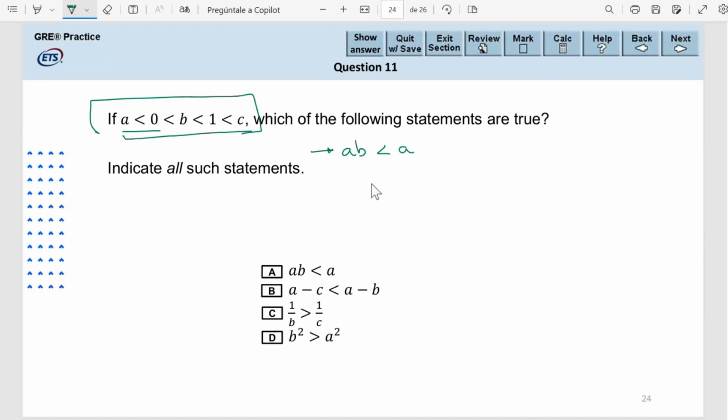inequality. I will divide by A, which is the same as canceling A, right? But A is negative. So what has to happen according to the properties? The inequality symbol has to change, because we are dividing both sides by a negative number, which is A. A is less than 0 here. So what do I get? B is greater than 1. If you divide by A, you get B on the left side. If you divide by A, you get 1 on the right side.